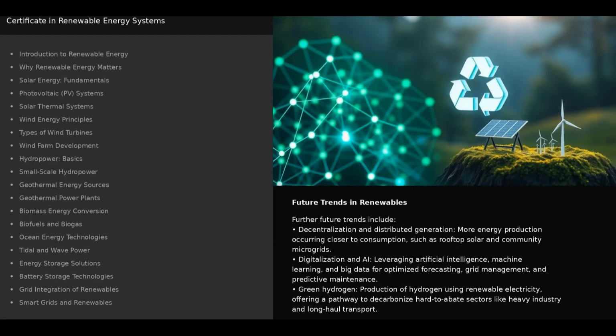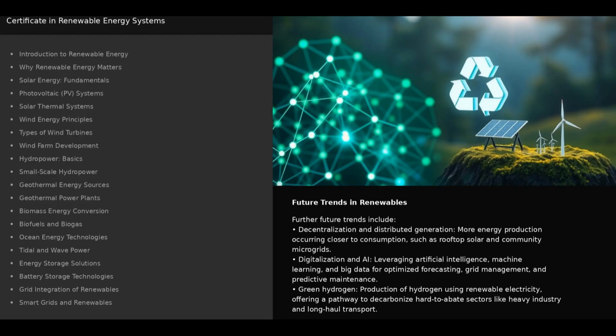Further future trends include decentralization and distributed generation, more energy production occurring closer to consumption, such as rooftop solar and community microgrids. Digitalization and AI, leveraging artificial intelligence, machine learning, and big data for optimized forecasting, grid management, and predictive maintenance. Green hydrogen, production of hydrogen using renewable electricity, offering a pathway to decarbonize hard-to-abate sectors like heavy industry and long-haul transport.